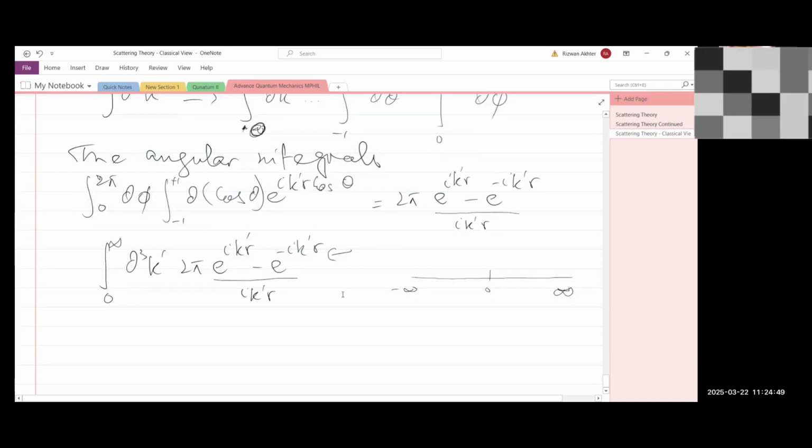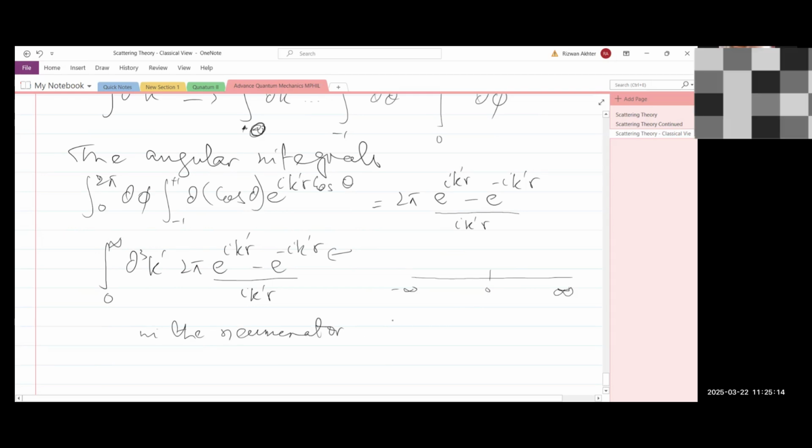And the only difference is basically 0 to infinity with e^(plus iota k prime r), or 0 to infinity for k on the negative side, with e^(minus iota k prime r). So in the numerator, both terms are the same. In the numerator, the two terms are same.